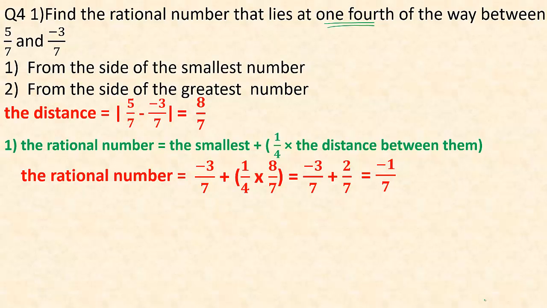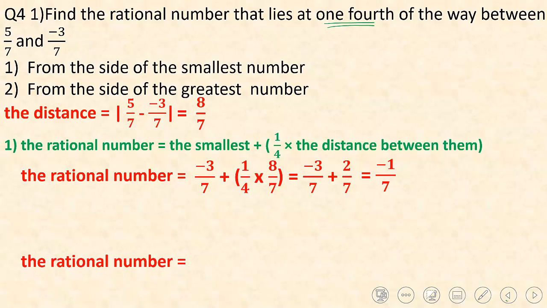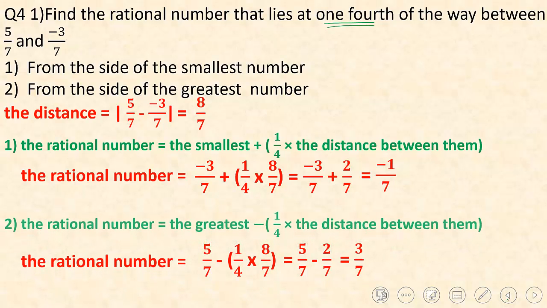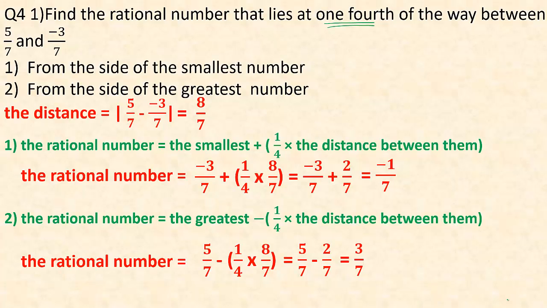What about from the greatest side? I am going to use, from the greatest side, the greatest number minus 1 over 4 times the distance between them. I know that the greatest number is 5 over 7, minus 1 over 4 times the distance, which I have already calculated to be 8 over 7. So it's equal to 5 over 7 minus 2 over 7, which equals 3 over 7. The number that lies 1/4 away from the greatest side is equal to 3 over 7. You will have questions number 2 and 3 as homework, but don't forget that you should do it from the smallest side and from the greatest side.